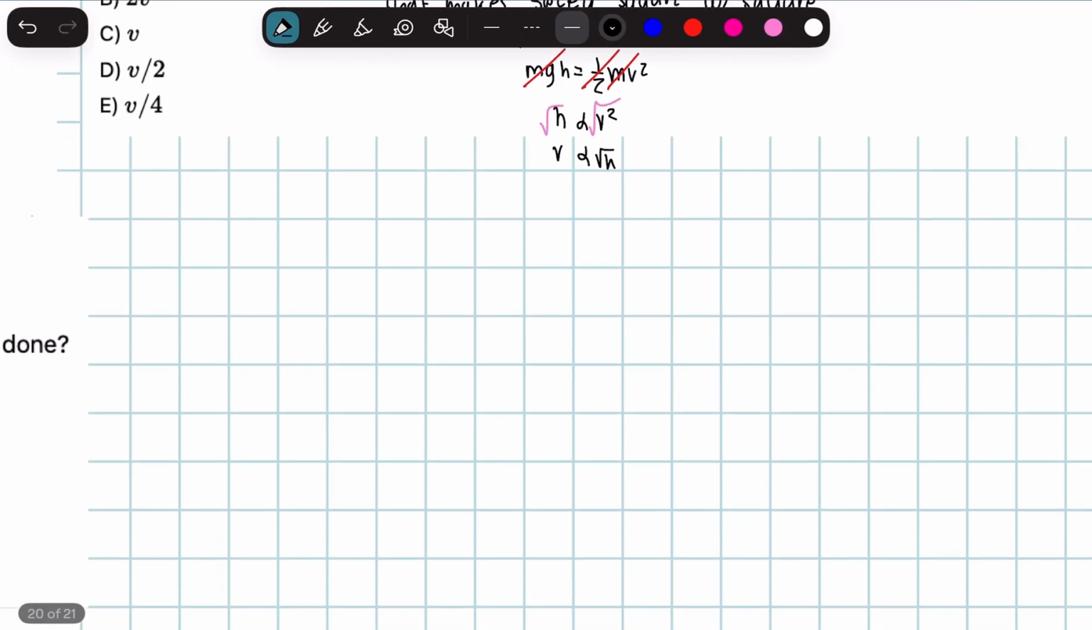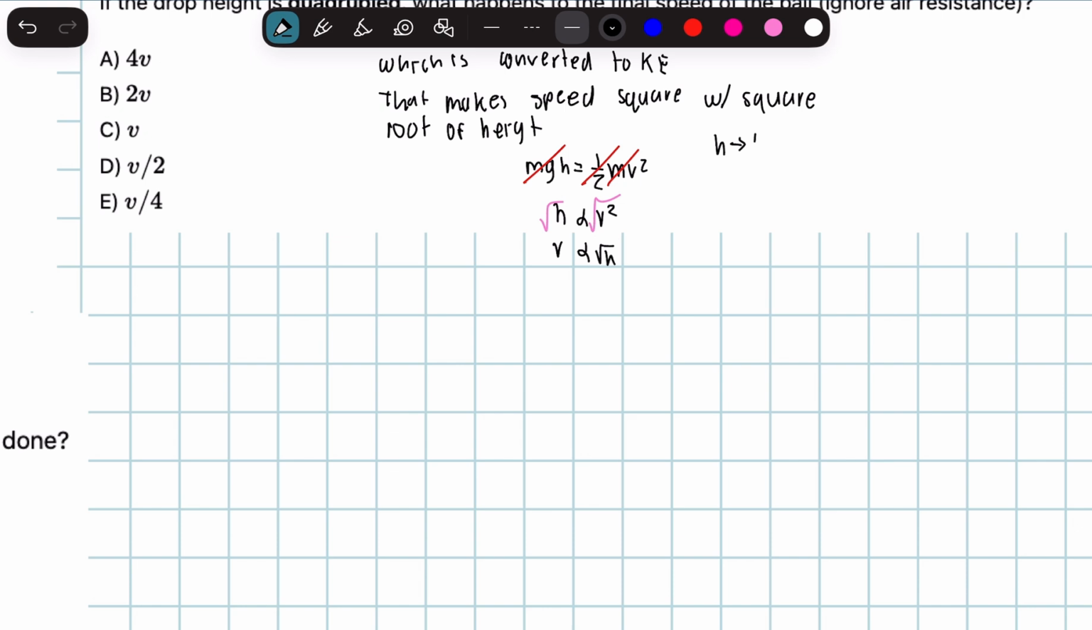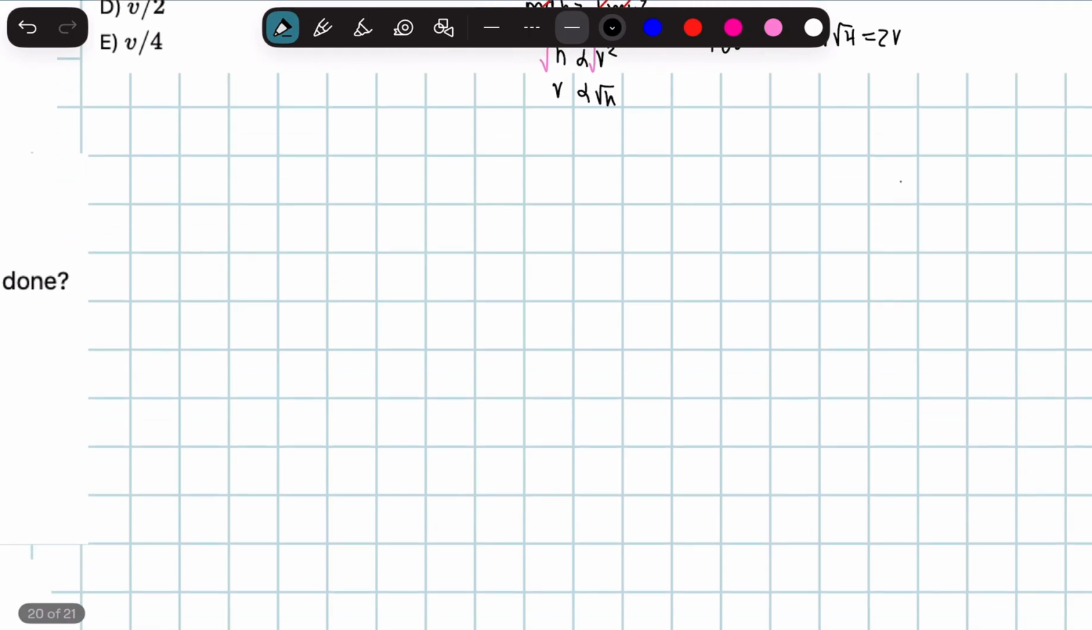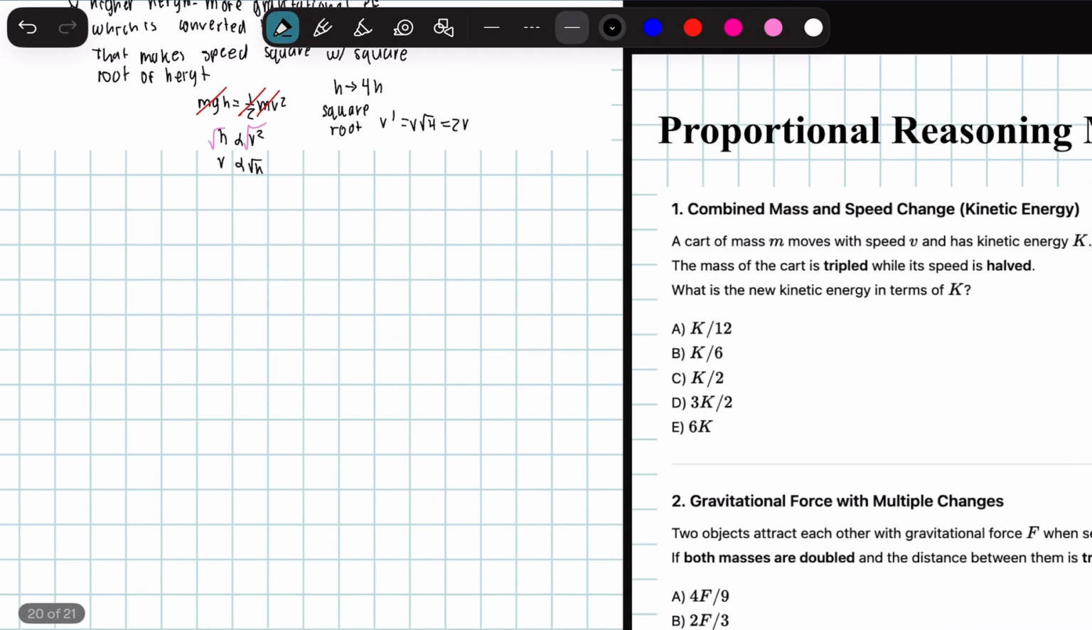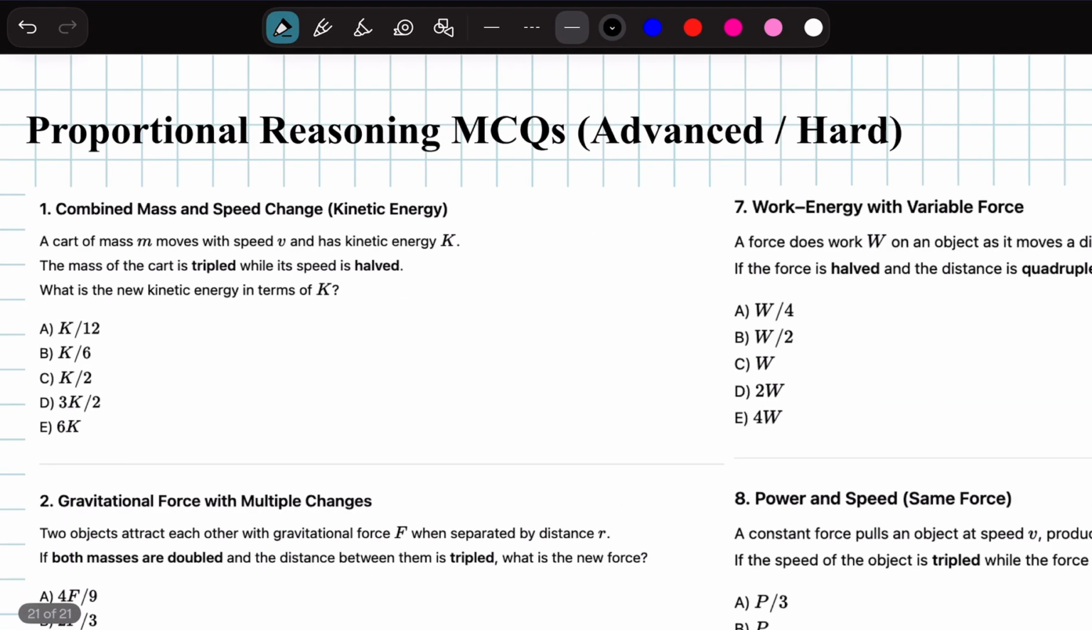And we can change h to 4 times its value. Then applying the square root, we get that v prime is equal to v times the root of 4, which is just 2v. Now we can move on to our next questions.